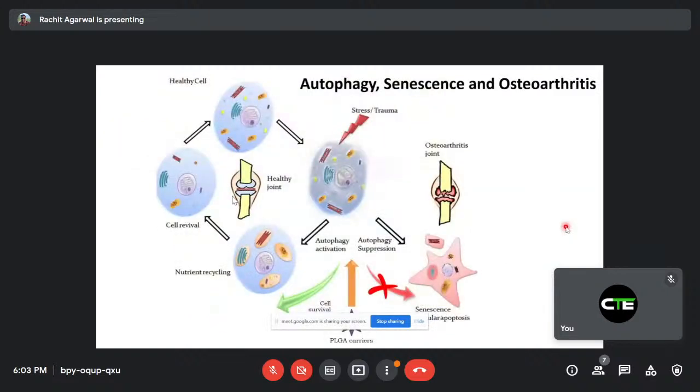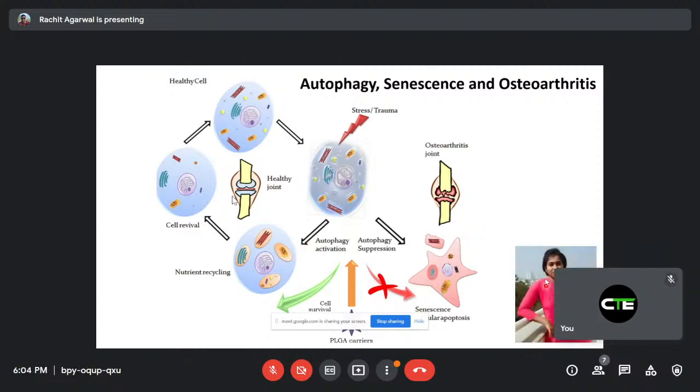So then we formulated this hypothesis. We said, okay, we have healthy cells. These healthy cells undergo some stress and trauma. And if at that stage we can come in with autophagy, then it can go back to its normal state and you have a healthy joint. Whereas if the autophagy is low, that could then result in senescence and this diseased joint. So then we thought, okay, can we come up with some microparticle formulations that can further reinforce this pathway while preventing the senescence pathway.